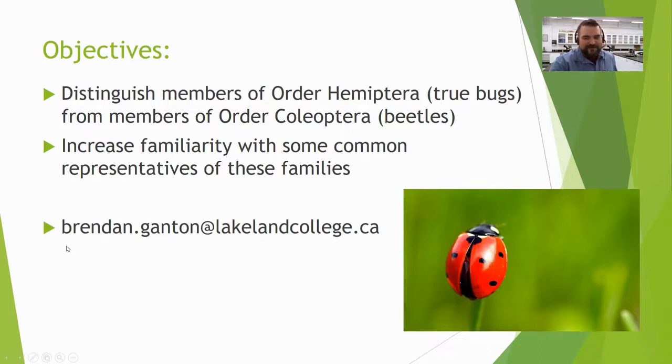I know that you guys are all going to be experts at distinguishing our members of order Hemiptera, true bugs, from the members of order Coleoptera. So that first objective, yeah, I think we hit the nail on the head. That second one, increase some familiarity with some common representatives of these families, ones you might find in your dugout or in your lake. I think we did that too.